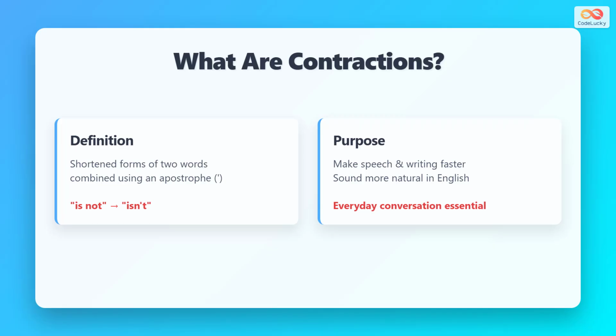A contraction is a shortened form of two words combined using an apostrophe. For example, the words is not become isn't. Contractions make speech and writing faster and sound more natural. They are essential in everyday English conversation, so it's important to master them.